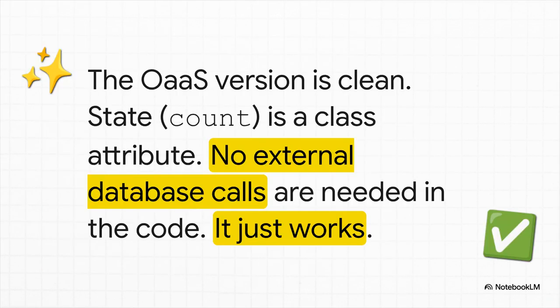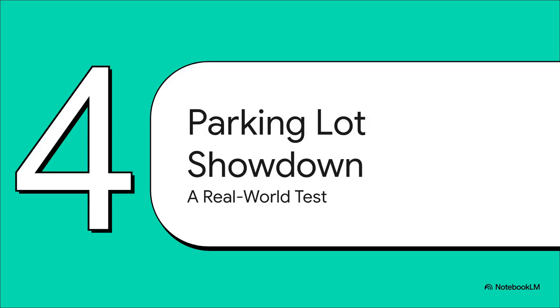Wow, okay, look at this. This code just perfectly shows the difference. In the OaaS version, it's so clean, it's beautiful. The state, that count variable, is just part of the object itself. There are no database calls, no fetching, no saving. None of that is in your code. You just tell the object, hey, increment your count, and the platform takes care of making sure that value sticks around. It just works.